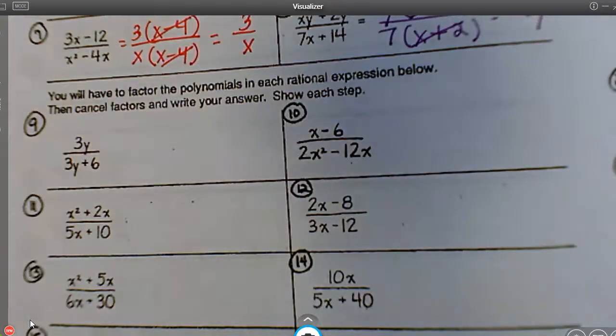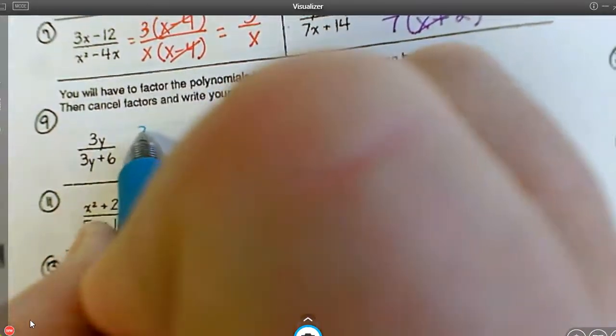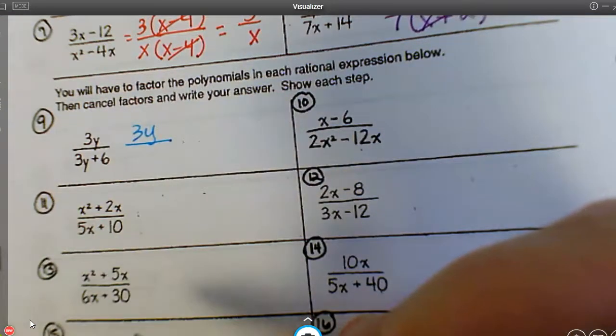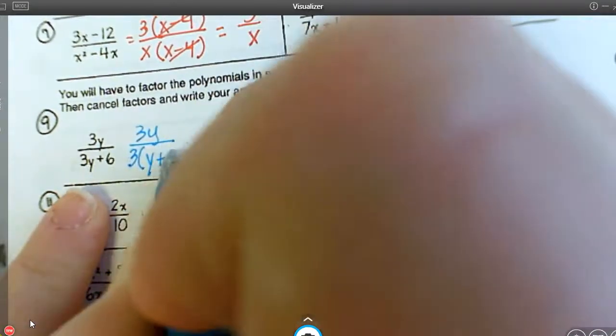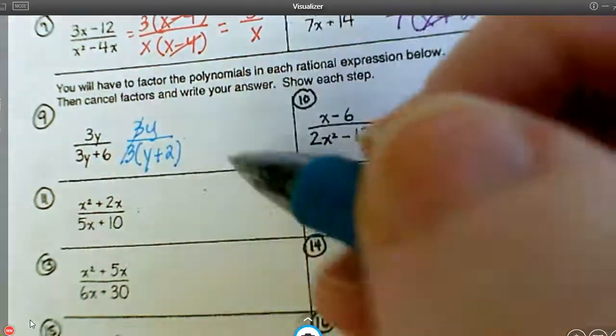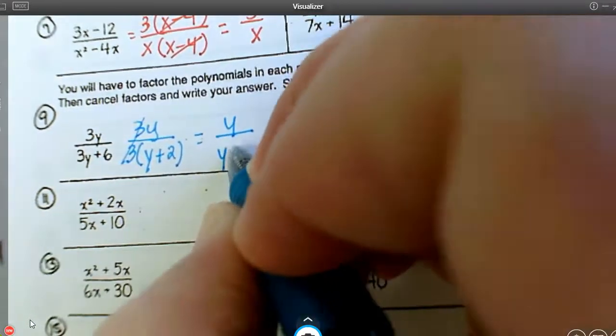Okay, let's look at a few more. So on this first one, there's nothing to do on the top, so the top will just stay as 3y. On the bottom, there's a 3 that is in common there that I can factor out, and I'm left with y plus 2. At this point, I can get rid of those 3's, and then that y is just by itself over y plus 2.